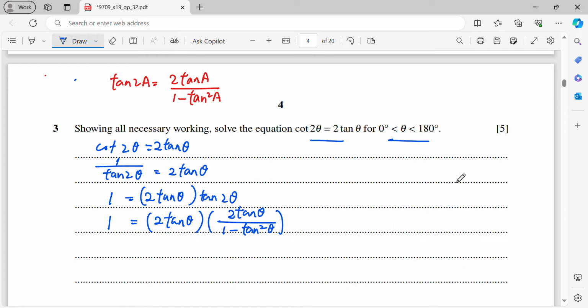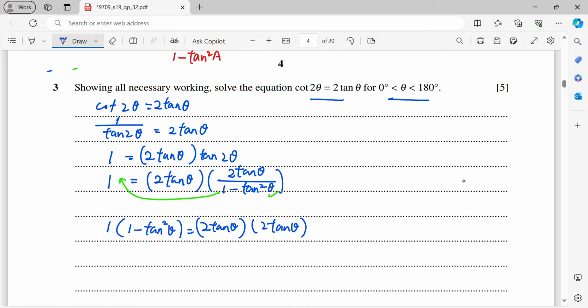Okay, and now here, for this denominator, I can just move to the other side, becomes times. Therefore, I will be getting 1 times 1 minus tangent squared theta. Then right hand side, it will be 2 tangent theta times 2 tangent theta. Then from here, you will be getting 1 minus tangent squared theta. Right side is basically 4 tangent squared theta.